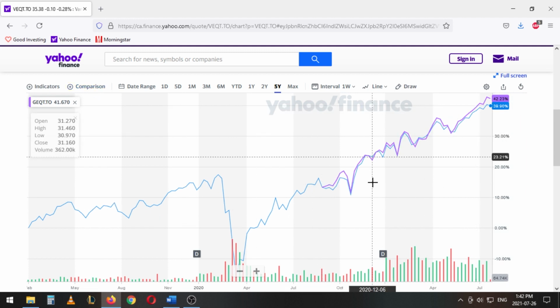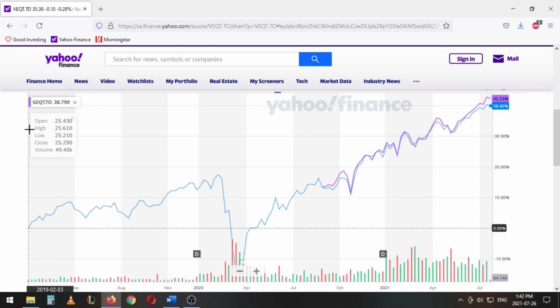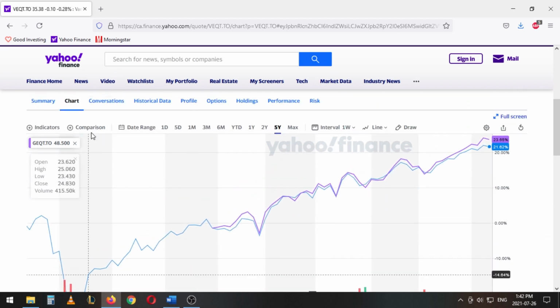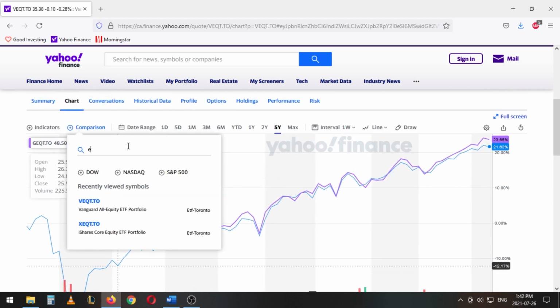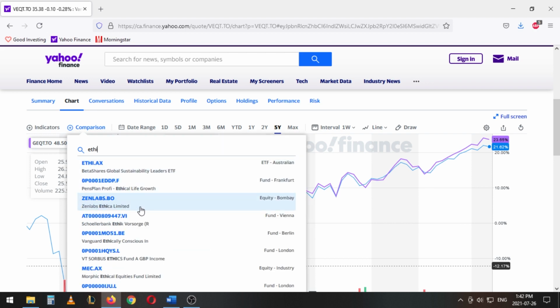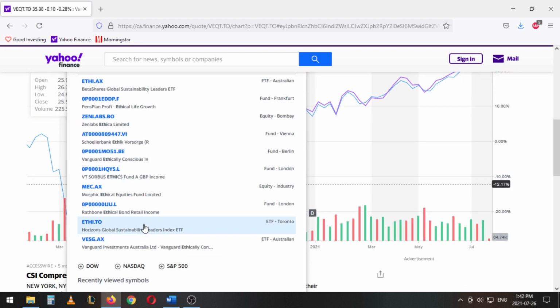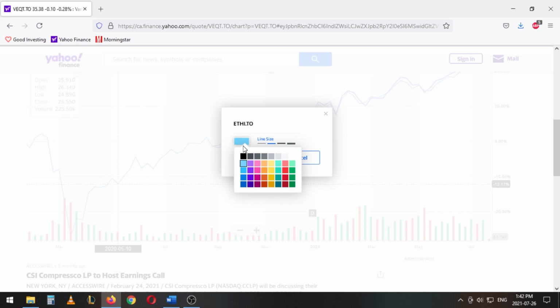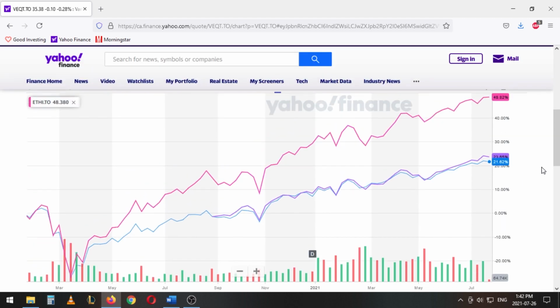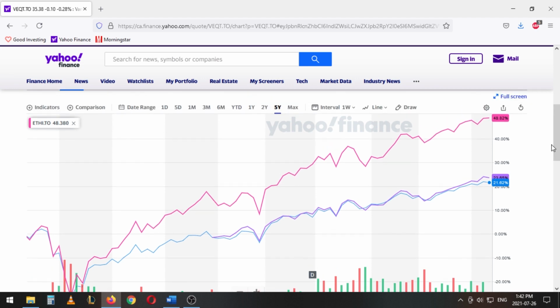If I want to chart different ETFs, I can show you one that's been around a little bit longer. So if I do ETHI, this one has been around. This is sort of the crunchy granola ETF. Why don't I make this one pink so that it really sticks out here. You can see this one has actually done really quite well.